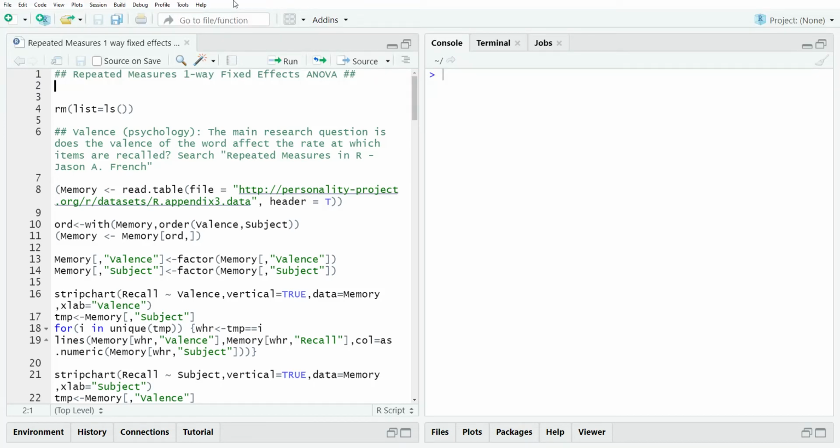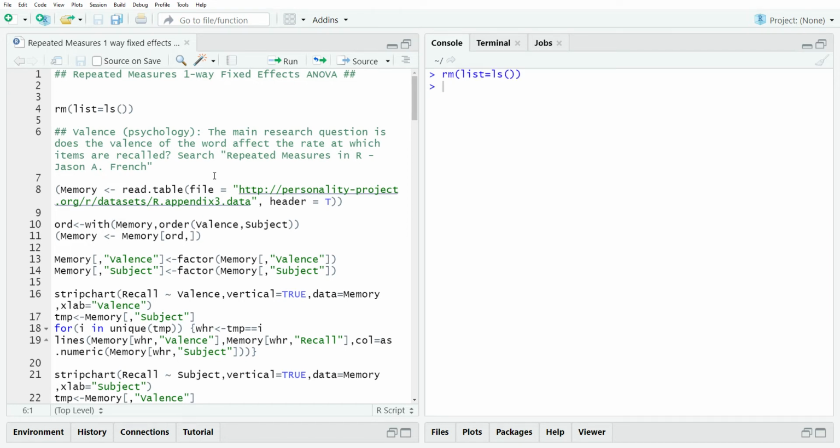Hello, this is the next video in a playlist that I'm calling General Linear Models, Design of Experiments. And within that playlist, I'm creating little mini-series that deal with different types of experimental designs. In this little mini-series, we're doing a repeated measures, one-way fixed effects ANOVA. And I'm using R to illustrate the 6 videos that we did with this design.